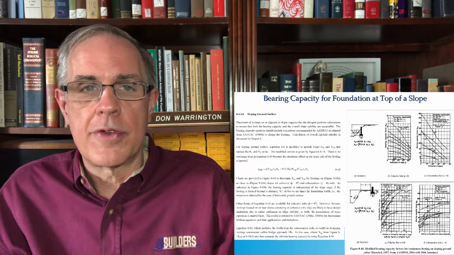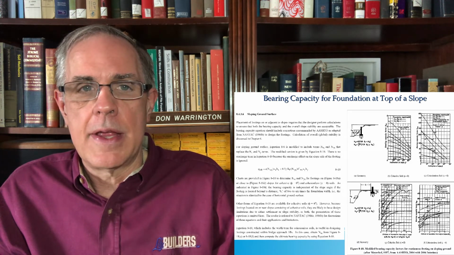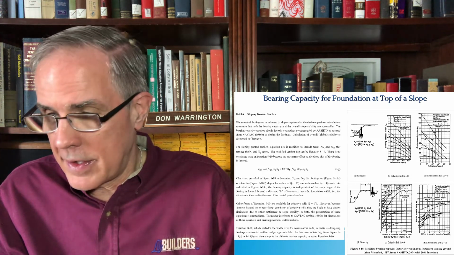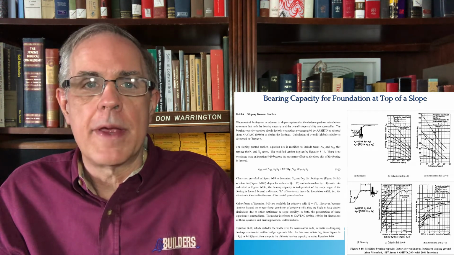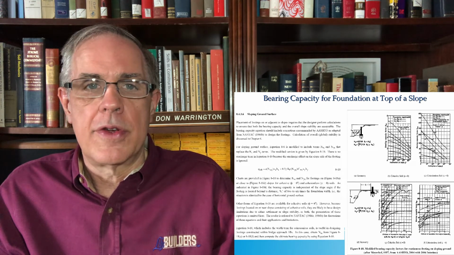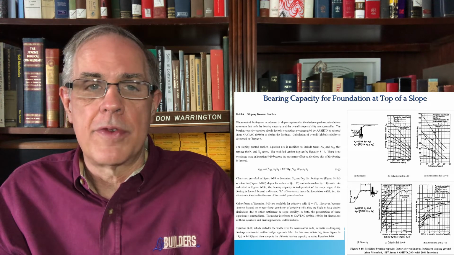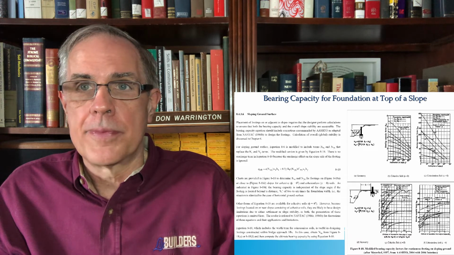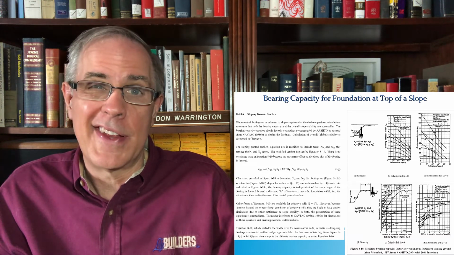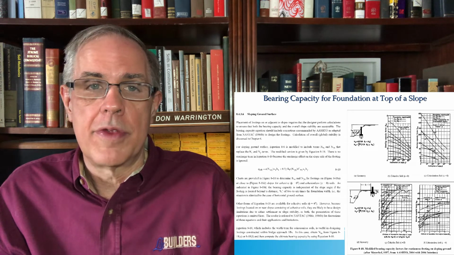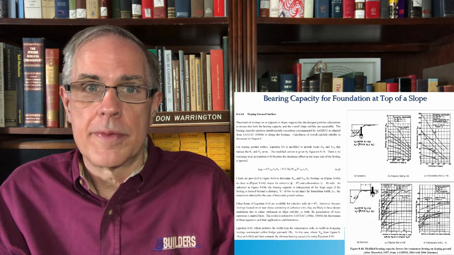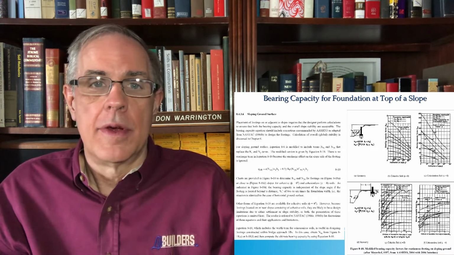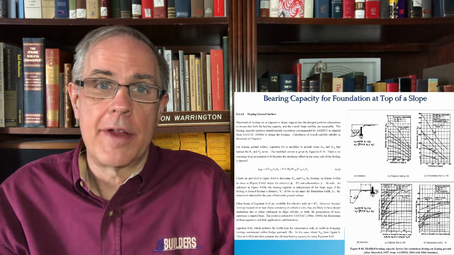Then from there you can decide what B means, and then little b. Then you've got the next thing, which is D over B. These charts assume two different conditions, and you have to interpolate between them. One of them is D over B equal to 0, a ground surface foundation, very unlikely. The other is D over B equal to 1, which is the deepest you can go and still call it a shallow foundation.